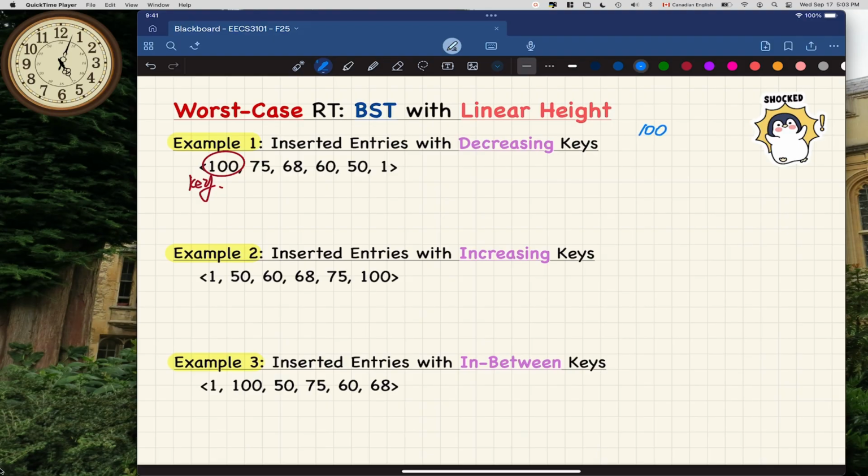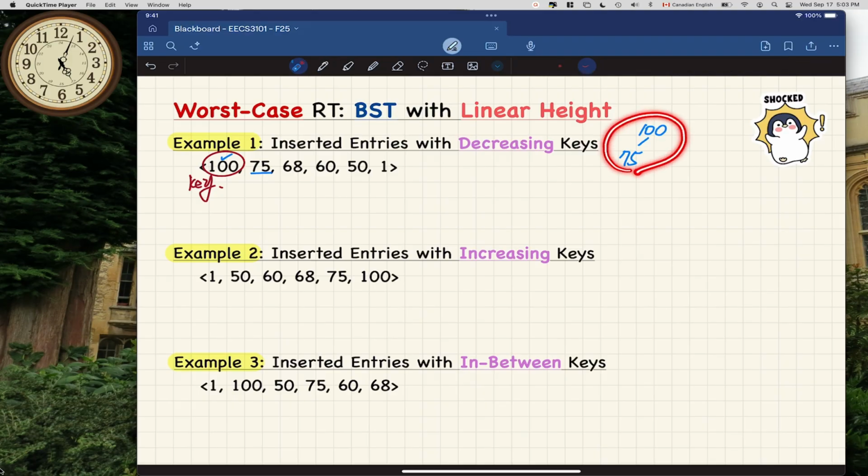And then we want to insert 75. Now, 75, should it go to the left or the right? The left, right? Because of the search property. So that one should really go to the left, 75, right? So far, this is a binary search tree.